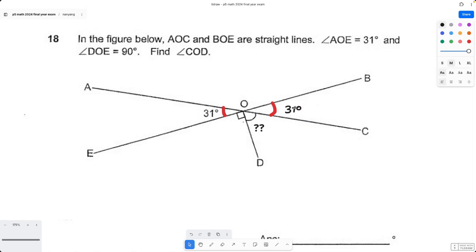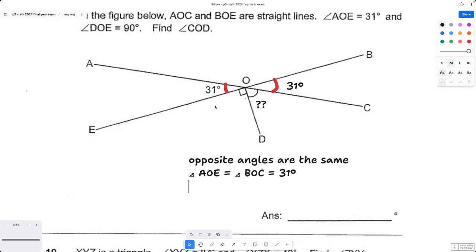Okay, so opposite angles are the same. That means angle AOE is equal to angle BOC, which is 31 degrees over here. All right. Okay, so now we know 31, 31. Okay, and this is 90 degrees.